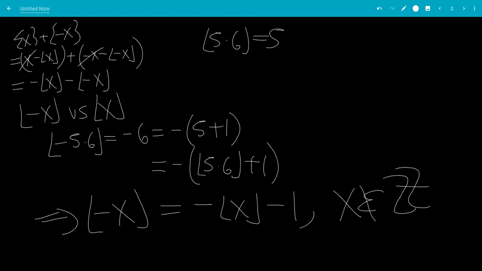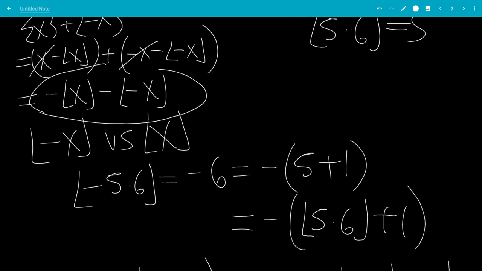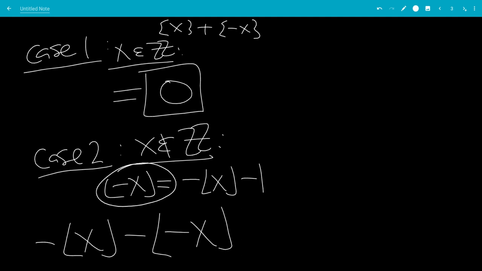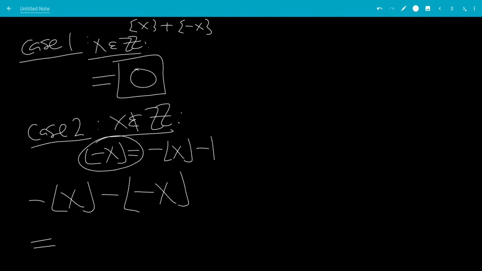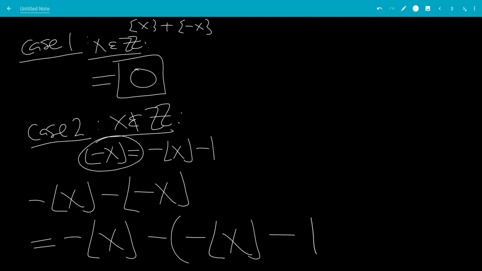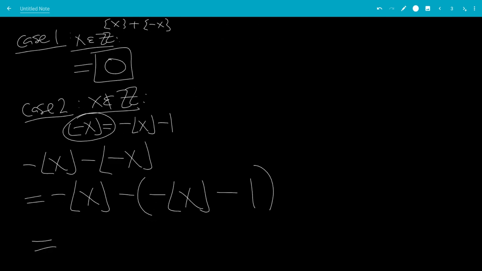Okay, so what we have left is negative floor of x minus floor of negative x. And let's use this equation we discussed. So this will be negative floor of x minus this, which is here. So that would be negative floor of x minus 1. Okay? Now this is the same thing as this, but it's just subtracting each other. So that and this will cancel. Negative, negative will cancel, leaving us with positive 1.